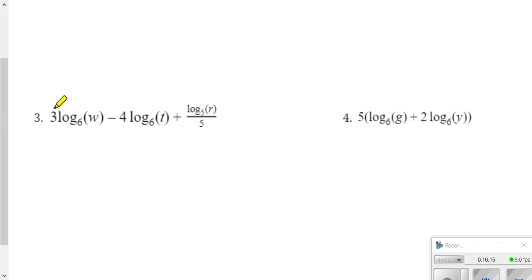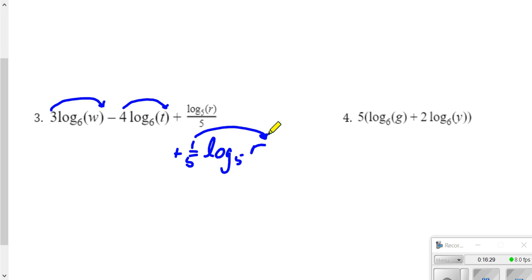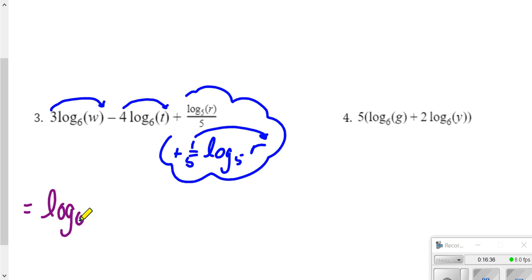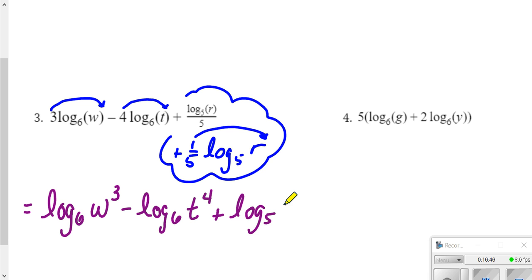So in number 3, I see a little down in front that I can undo. And this is like hidden down in front, because really I want to think about that as if it were this, with the 1/5 in the front, and then that can come up, okay? So this is just a little thought bubble. That's not a full step. Okay, so my first full step is going to be this, base 6 log of w cubed, base 6 log of t to the 4th, and base 5 log of r to the 1/5.